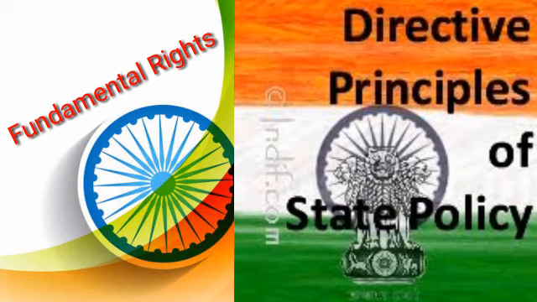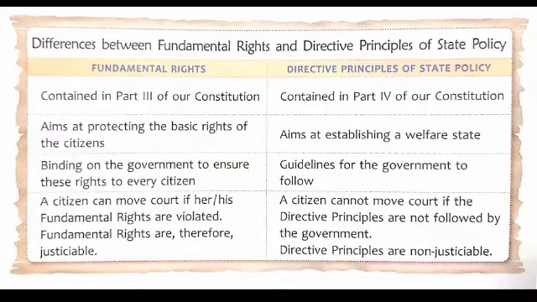Fundamental rights and directive principles of state policy aim to protect the rights of the citizens and to establish social and economic equality. However, there are a few differences. Now let us see the differences. Differences between fundamental rights and directive principles of state policy. Fundamental rights are contained in Part 3 of our Constitution. Directive principles of state policy are contained in Part 4 of our Constitution.